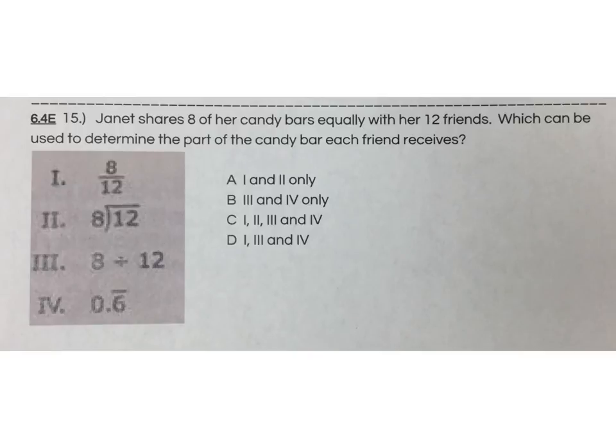Question 15 goes with TEK 6.4e. Janet shares 8 of her candy bars equally with her 12 friends. Which can be used to determine the part of the candy bar each friend receives? Roman numeral 1 is 8 over 12. Roman numeral 2 is 8 divided by 12. Roman numeral 3 is 8 plus 12. Roman numeral 4 is 0.6 repeating. Is it A, 1 and 2 only, B, 3 and 4 only, C, 1, 2, 3, and 4, or D, 1, 3, and 4?